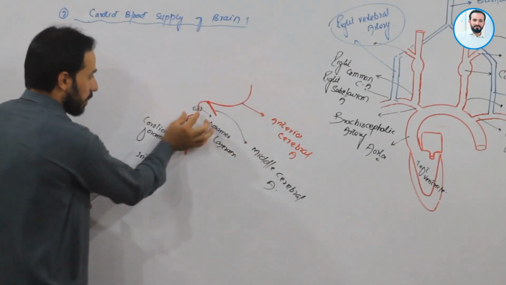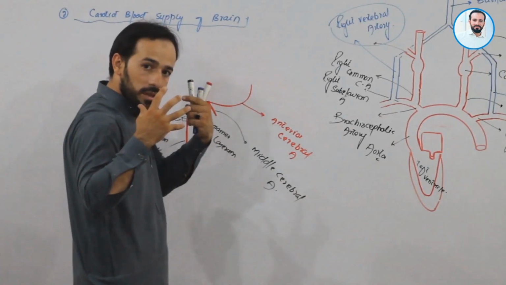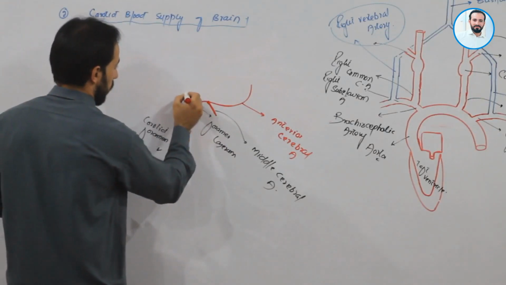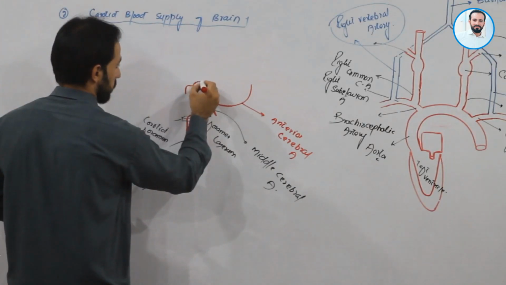Now look carefully. For example, this is on the right side. Now let me draw also on the left side. For example, this one will be our blood supply on the left side.